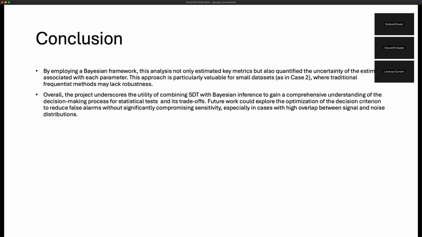Our key project takeaway is that the project demonstrated how combining SDT with Bayesian inference can give a more detailed and nuanced view of a statistical decision. This combination allows for a deeper understanding of trade-offs in statistical tests, such as balancing sensitivity and specificity. Our future direction would focus on optimizing the decision threshold or criteria to reduce false alarms and maintain a reasonable level of sensitivity.